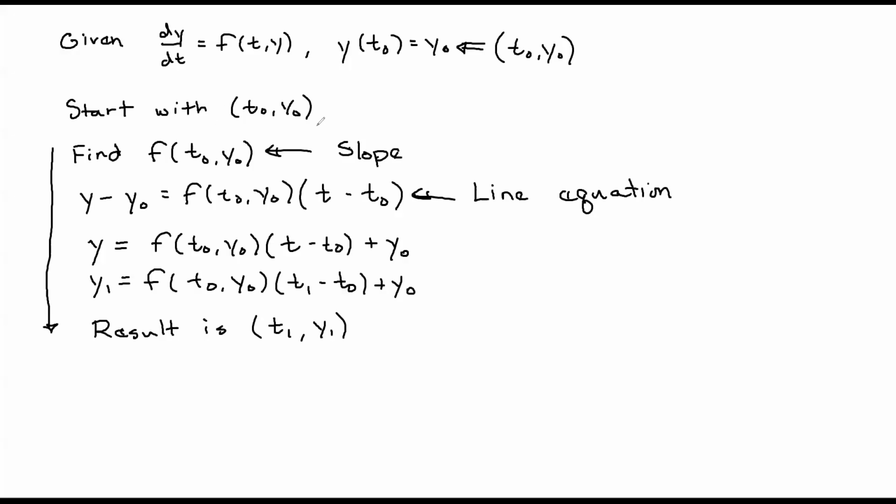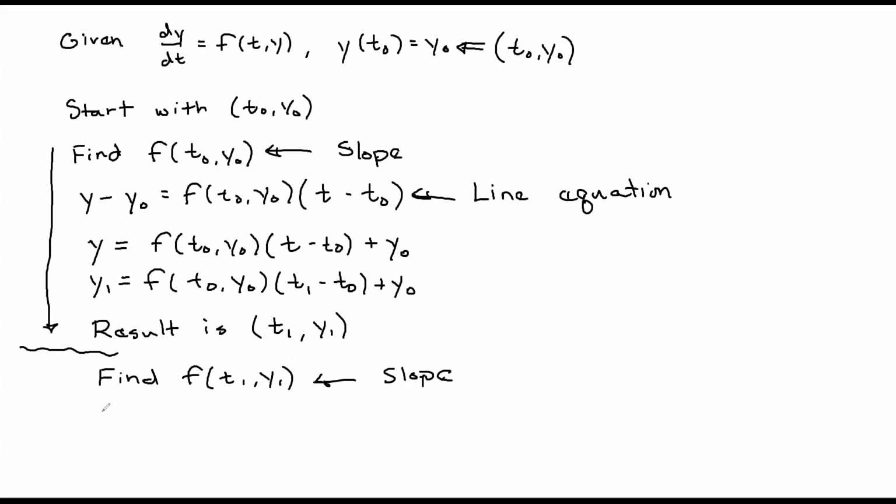All right, so we started with t naught, y naught. We did a bunch of stuff. We got to t1, y1. So what happens next? Next, we just do the whole thing over again. You're going to find the slope first by taking t1, y1 and plugging it in. All right, that's the slope.